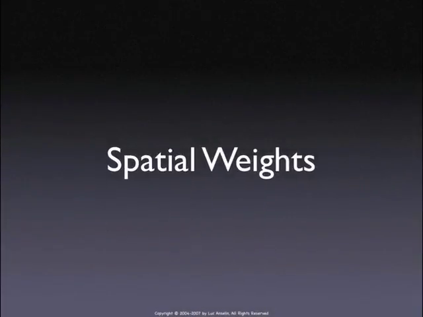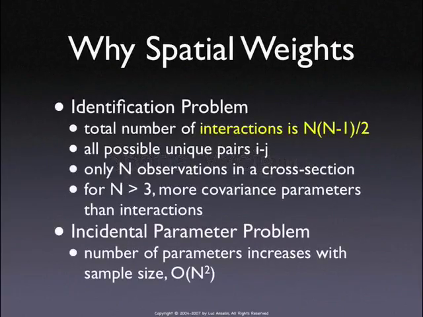Let's get specific now and move on to the spatial weights, which, as we saw, was the formal way to express locational similarity. And before we get into the particulars, let's think a second why we actually need these. Because so far we haven't needed them.